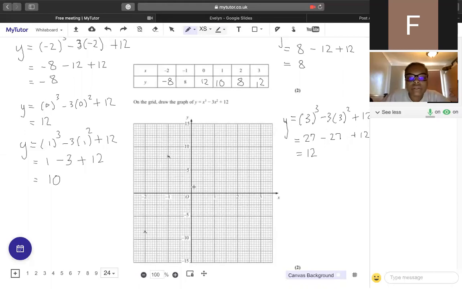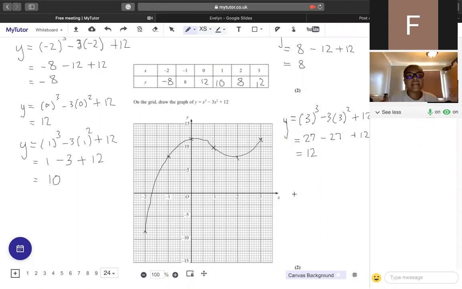And then you have 0, 12, which would go over here. Then you have 1, 10, which is over here. 2, 8, which is over here. And 3, 12, which is back over here. So we now just have to draw a smooth curve that goes through all of these points. So you should get something that looks very similar to this.